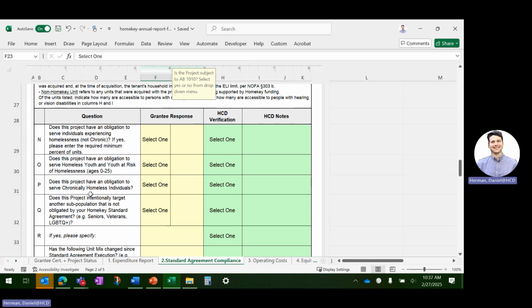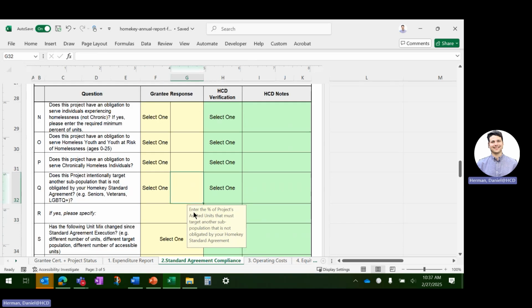Question O asks, do you have an obligation to serve youth? Question P asks, does the project have an obligation to serve people who are chronically homeless? And question Q asks, does the project intentionally target another subpopulation that is not obligated by your standard agreement?